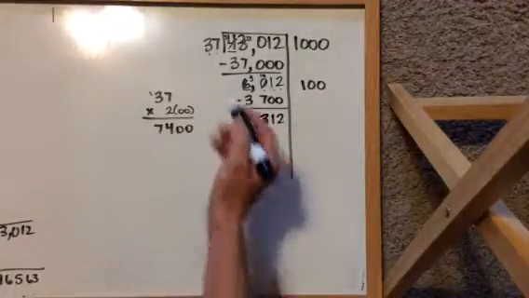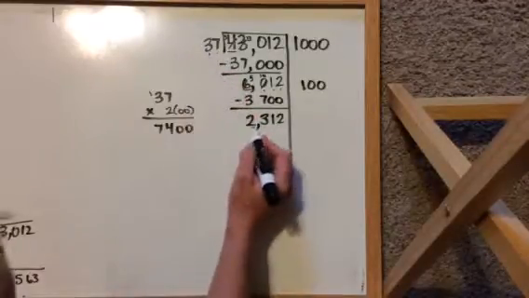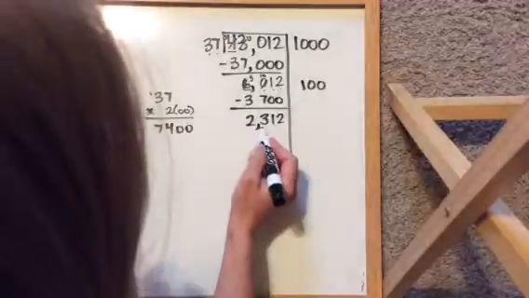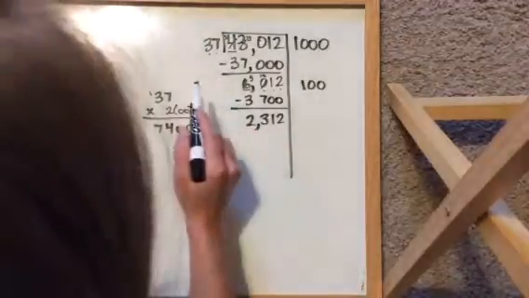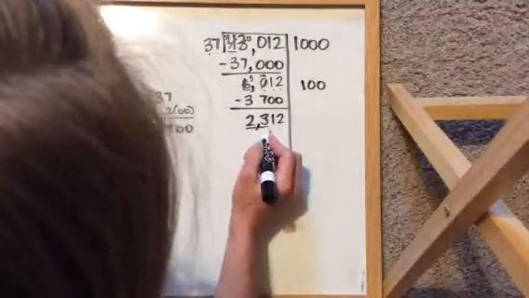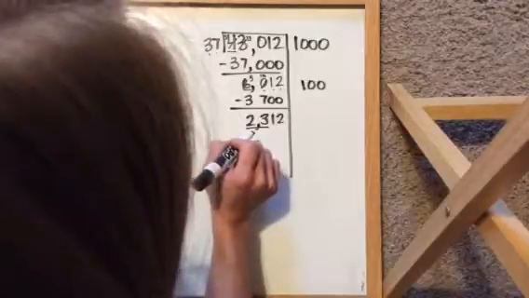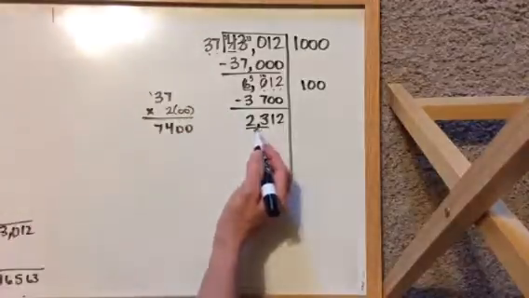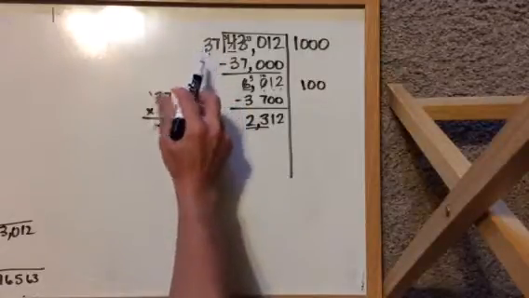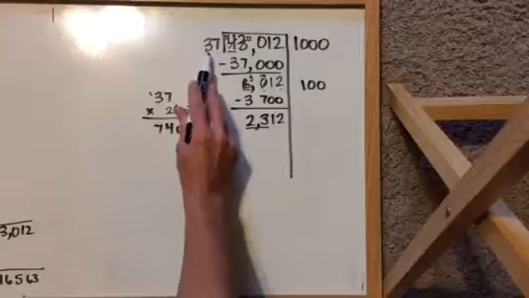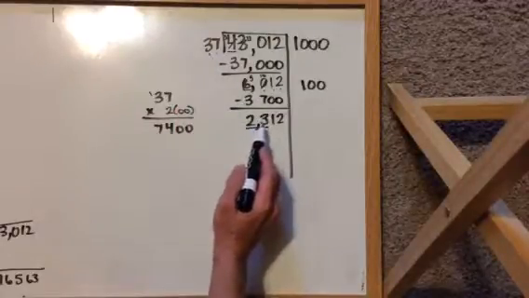Okay, so here I'm looking at my 3. Will 3 go into 2? No, it will not. Will 3 go into 23? Yes, it will. And it will go in there 7 times, because 3 times 7 is 21. Now that's pretty close. So I'm also going to think to myself, okay, 3 times 7 is 21. Since we have a 7 up here, this number could be rounded to 40. So I'm going to think to myself, okay, so how many times will 4 go into 23? And it will only go 5 times.